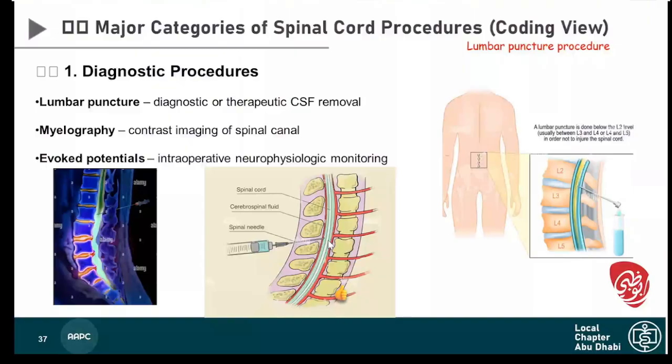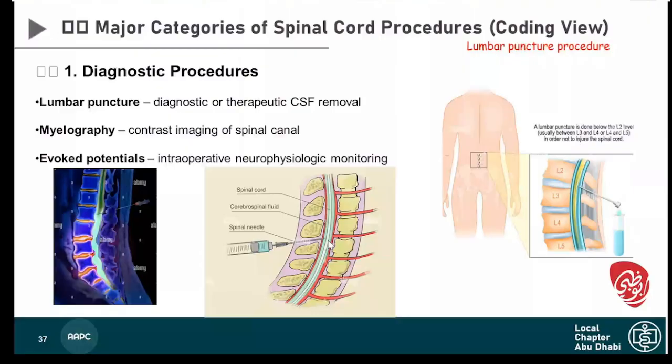Then comes therapeutic. Therapeutic means as a treatment, the physician will perform CSF drainage, like in CSF leakage, or therapeutic drug administration. They will perform lumbar puncture. So this is all about lumbar puncture.